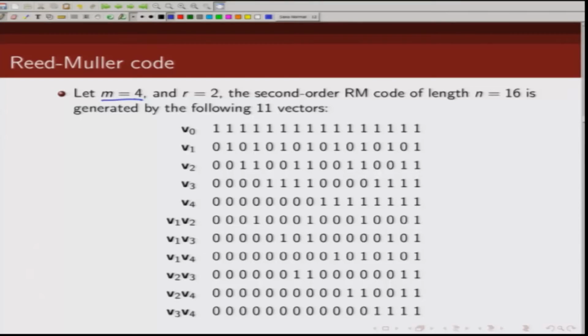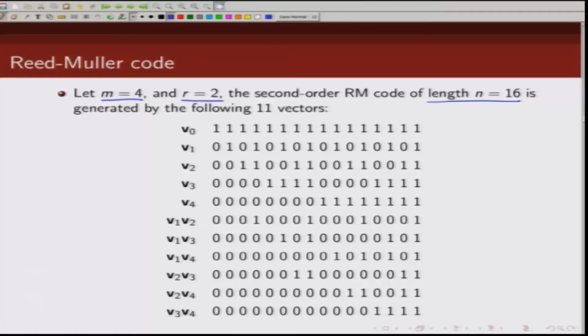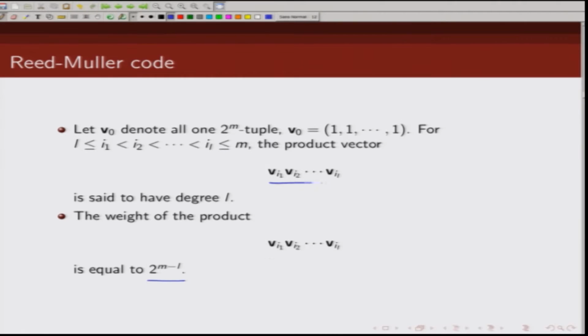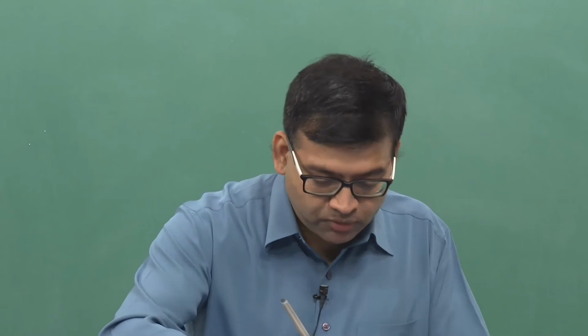We take a case where m is 4. So, m is 4 meaning our code word length would be 2 raised to power m, which is 16. So, we are dealing with a Reed-Muller code of length 16, and let us consider the second order Reed-Muller code. So, we will have to now recall what a degree is. If you go back, this product vector is said to have degree L if there are L such Vi's which are participating in this Boolean product.